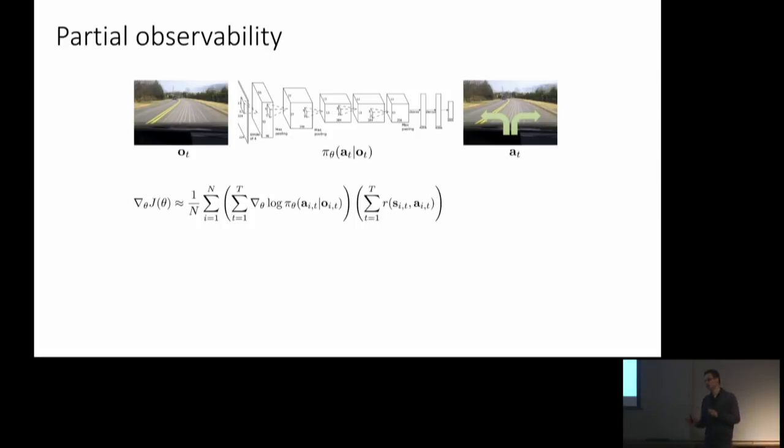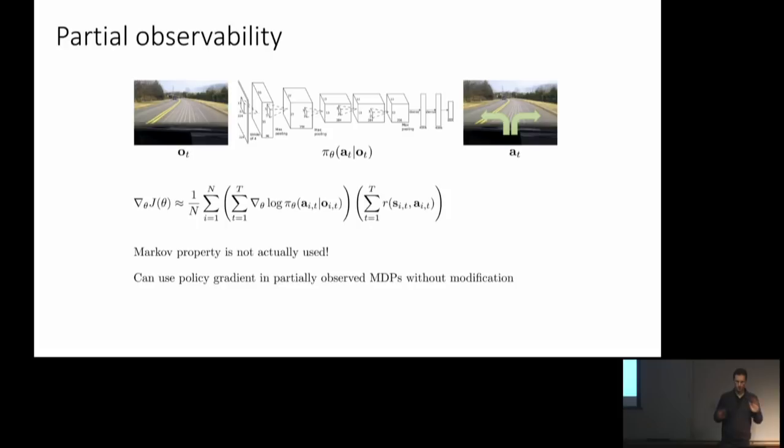The same will not necessarily hold true when we talk about actor-critic algorithms and value functions later on, but for policy gradient methods, this is true. So the Markov property is not actually used. We don't assume that the input to the policy is Markovian, which means that we can use it on partially observed MDPs without change.